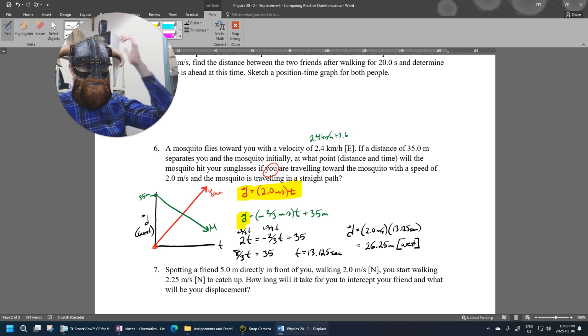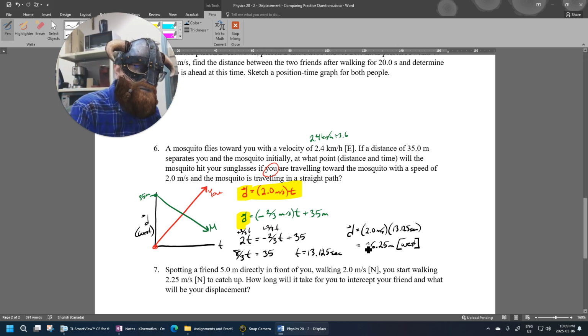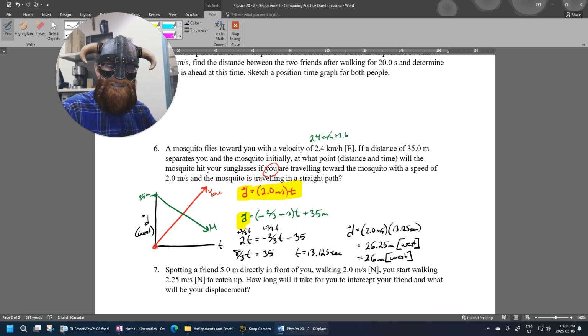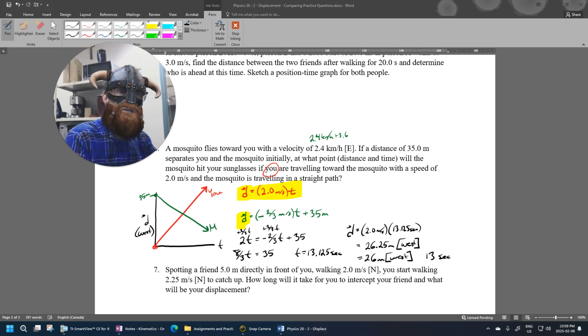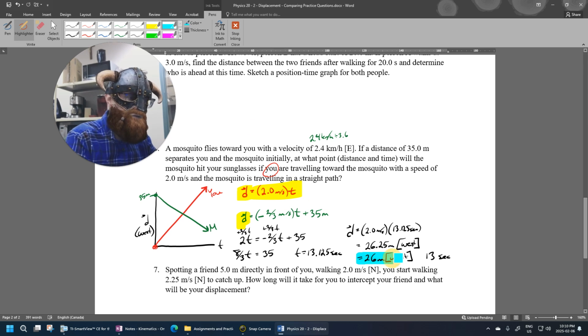Now, we could put this in proper sig digs. So this would be maybe 2 sig digs. So 26 meters to the west. And the time, I'd probably say 13 seconds. There's my answers. Cool. Let me highlight this.